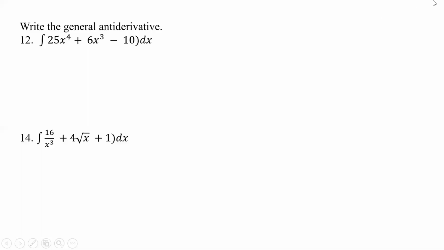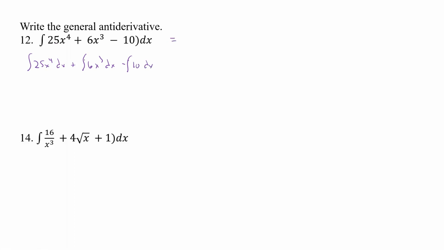All right, so here we're supposed to write the general antiderivative. So what do we do? Well, we can go ahead and think about that. Again, we can break this into pieces if we have to. That's going to be the integral of 25x to the fourth dx plus the integral of 6x cubed dx minus the integral of 10 dx. Or we can look at it straight across and do it either way.